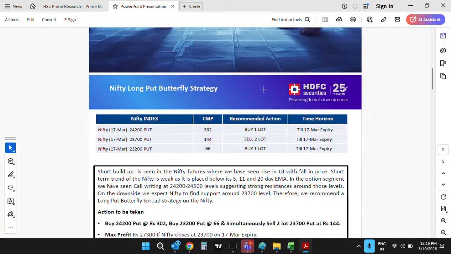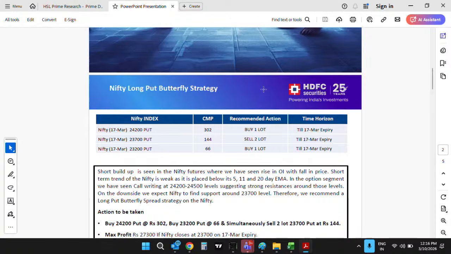The rationale behind this strategy is that, as we discussed earlier, during the last 4-5 days we have seen aggressive short build-up in the Nifty futures. The short-term trend of the Nifty is already weak, as it is placed below its 5-day EMA. Also, it is placed below its gap resistance. So the short-term trend and primary trend remain weak.